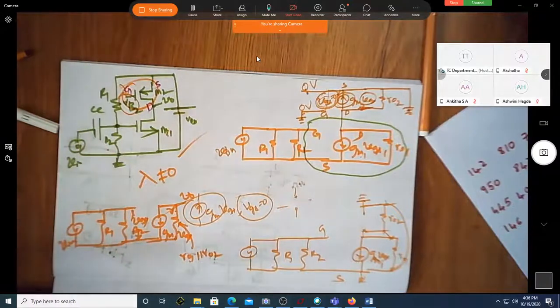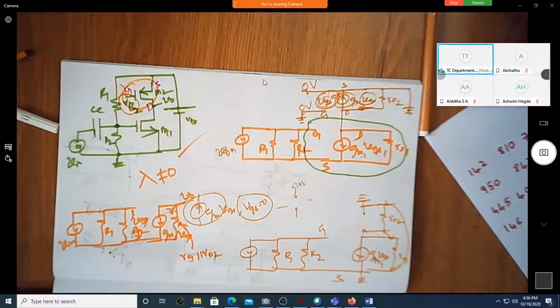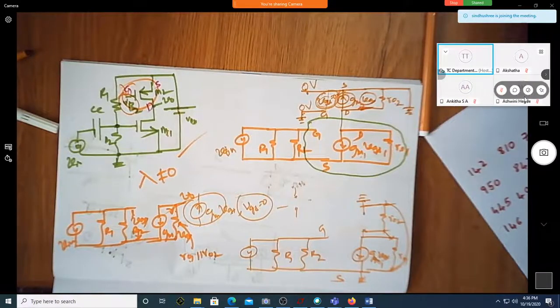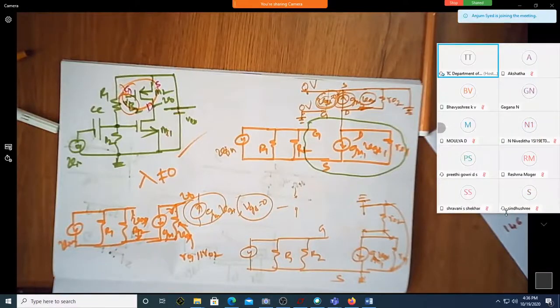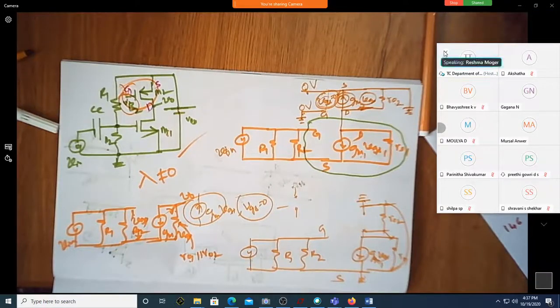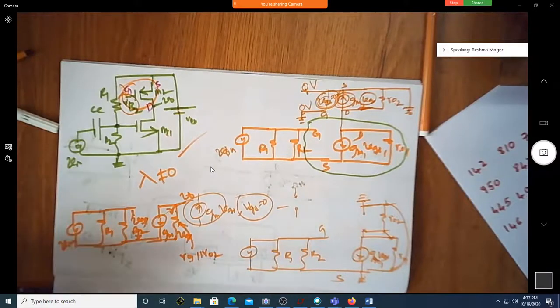Okay, shall we start? I think now it's visible. Is it better or the same? Can I take someone else? Okay, Reshma. Yes, sir. Yeah, fine. I think now it's better. I don't know how the condition is.